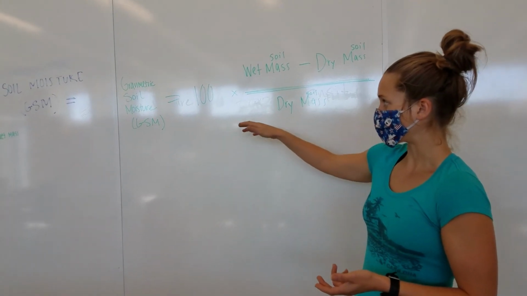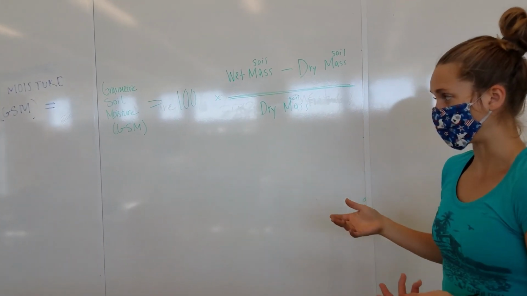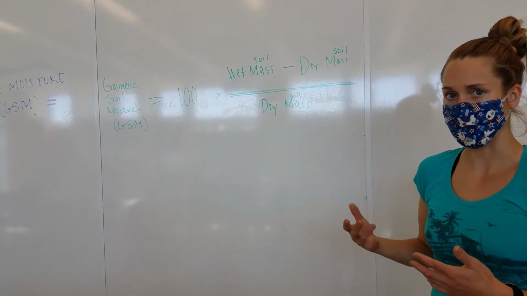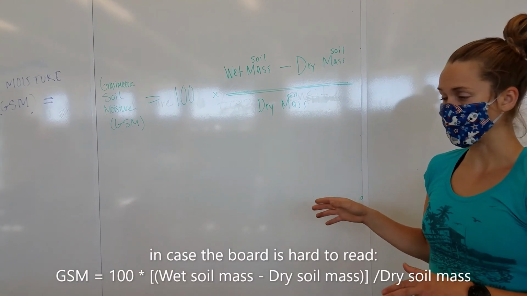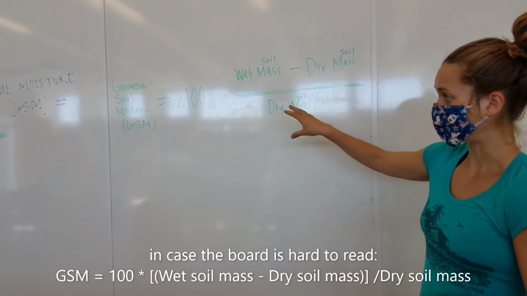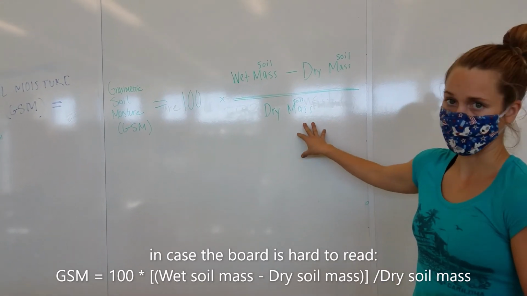So this is called gravimetric soil moisture, GSM. You might see soil moisture presented in another way where you divide by the wet soil mass, but here for GSM, we're looking at the dry soil mass on the denominator.